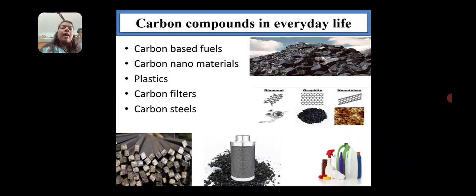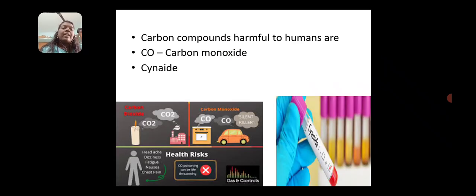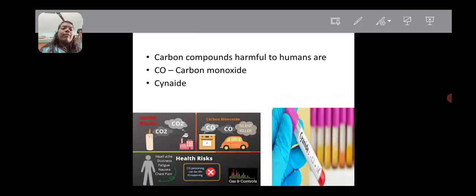They are used in our everyday life. These compounds are useful in a positive way, but at the same time they also have harmful effects.